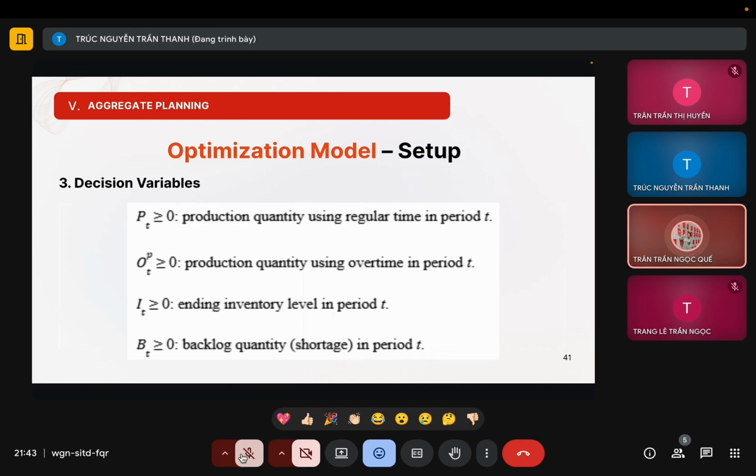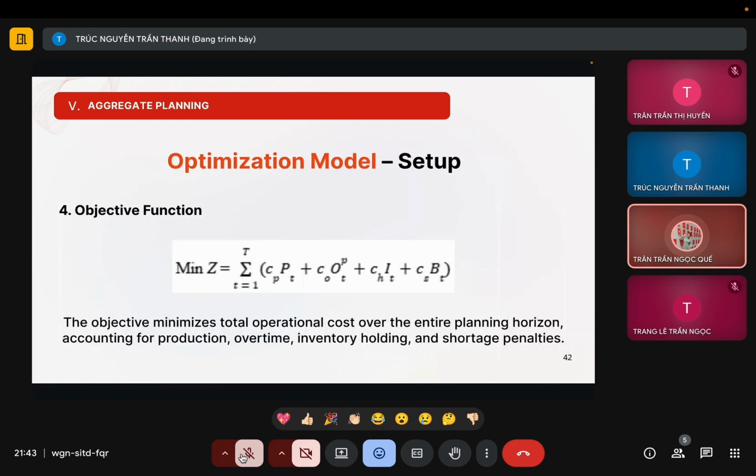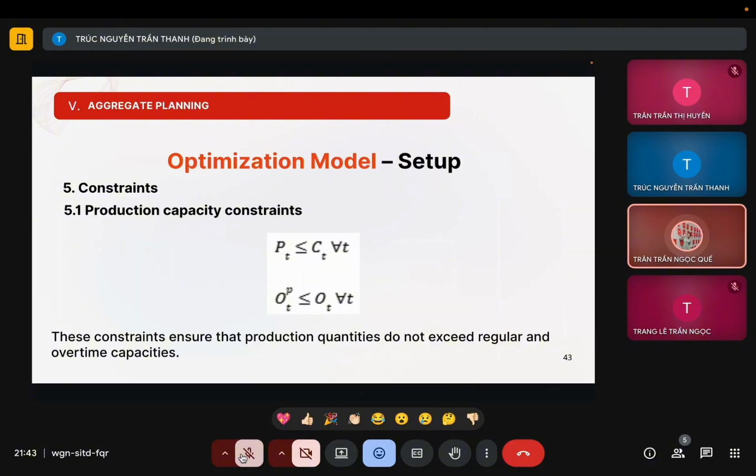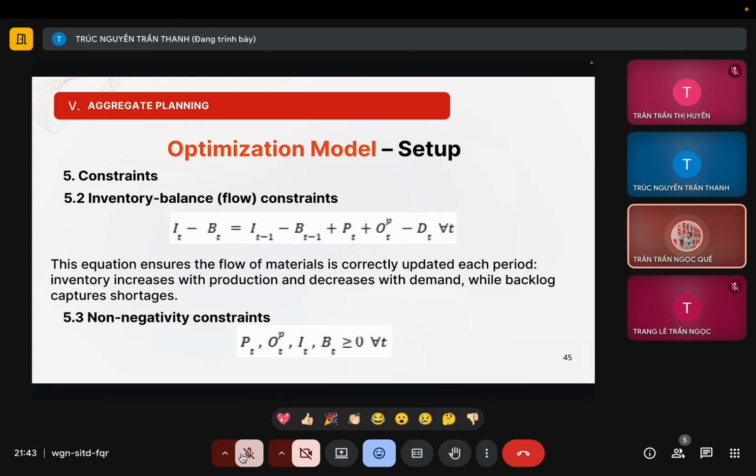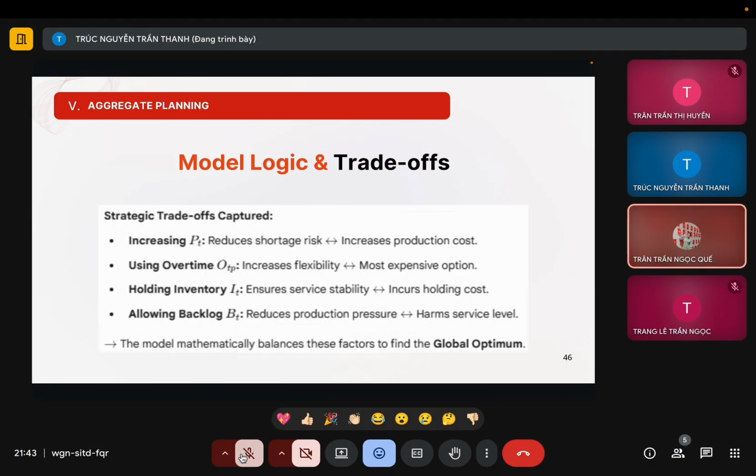The model must follow rules called constraints. The first rule is capacity. They cannot produce more than their factory allows. Regular production must stay under the limit CT, and overtime must stay under the limit OT. Second is inventory balance. This ensures the flow. Also, the numbers must be positive. They cannot produce a negative amount. Well, the model here finds the best balance to minimize the total cost.